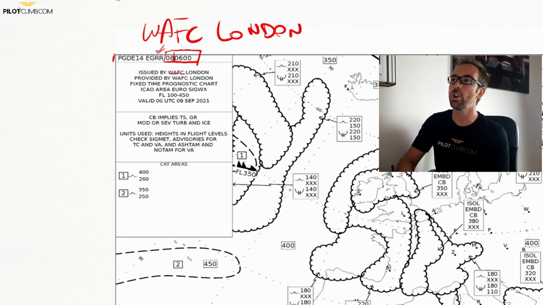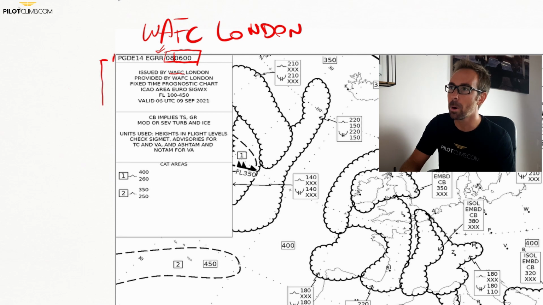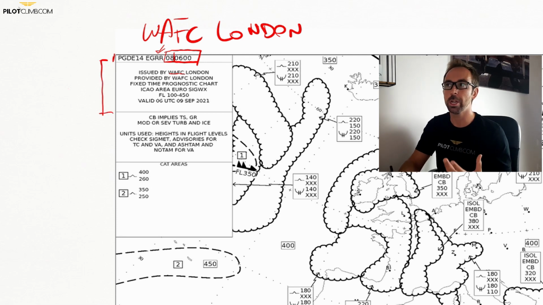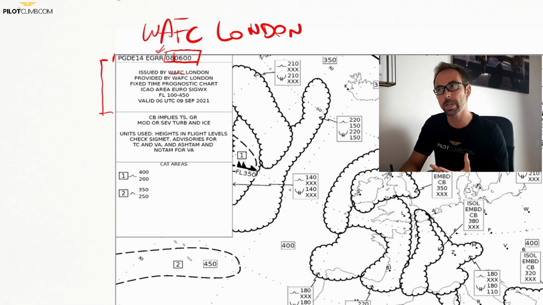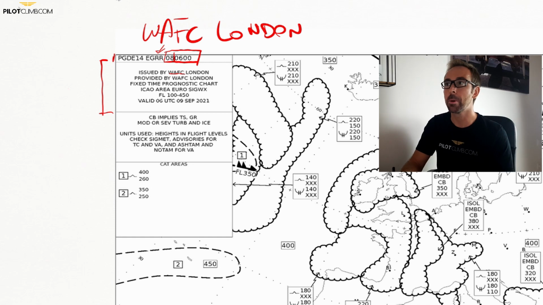So then if we go down, we've got this box in here, and this is information. So what is it saying? Who issued the chart? The chart was issued by the World Area Forecast Center of London, as we said, and then we've got fixed time prognosis chart as other information.